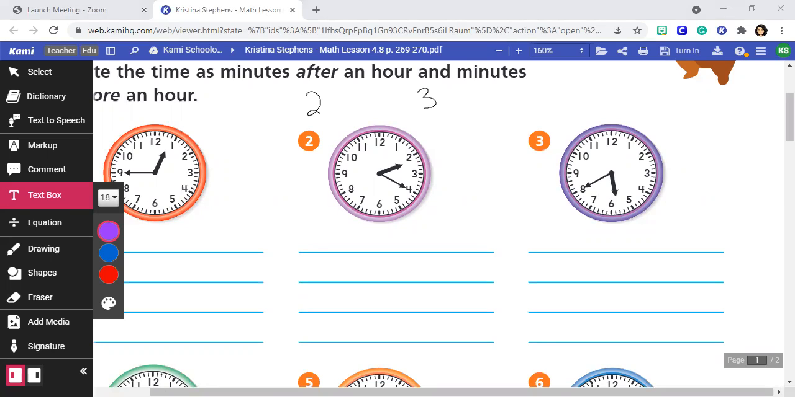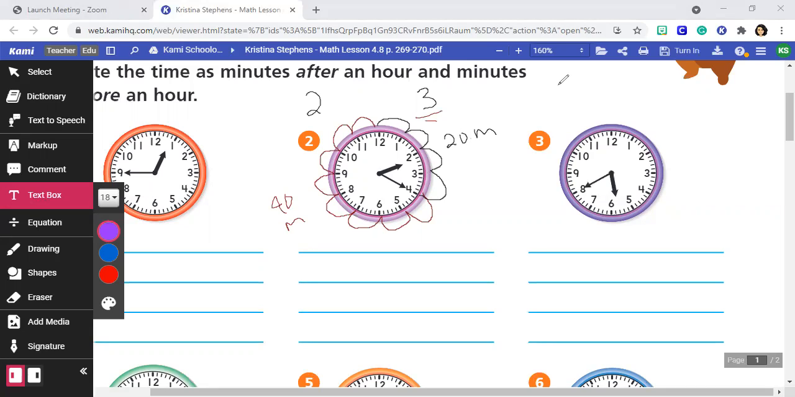But how many minutes after 2 o'clock is it? Well, let's skip count. 5, 10, 15, 20. So it's 20 minutes after 2 o'clock, which means how many minutes is it going to be until 3 o'clock? 5, 10, 15, 20, 25, 30, 35, 40. So we have 40 minutes until we get to 3 o'clock. And that's what our goal is today.